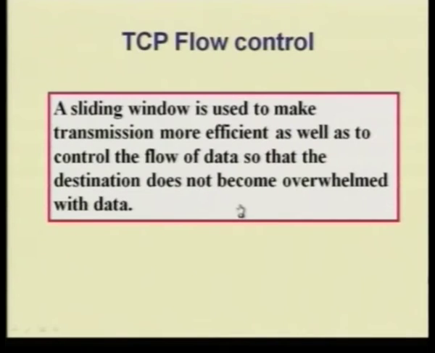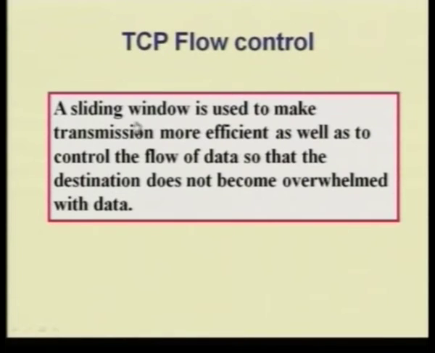So what is our TCP flow control problem as such? It is that you have a fast sender and a slow receiver. So the slow receiver must be able to tell the fast sender to not send data so quickly. The flow control mechanism that is used by TCP is the sliding window protocol. A sliding window is used to make transmission more efficient as well as to control the flow of data, so the destination does not become overwhelmed with data. So this is the definition of the TCP flow control problem, and the solution is that we will use a sliding window protocol. What are the details of this sliding window protocol as it is used in TCP? That is what we will look at now.